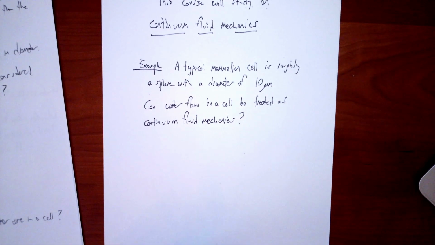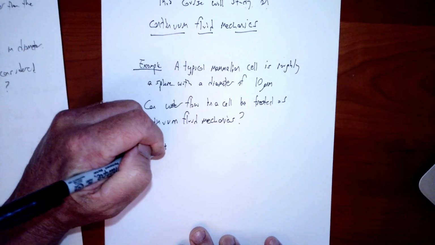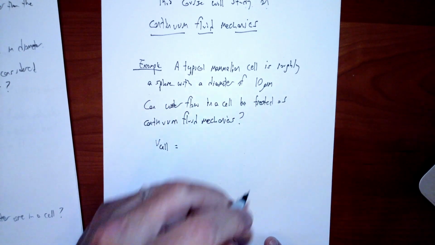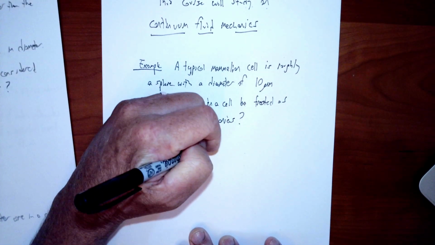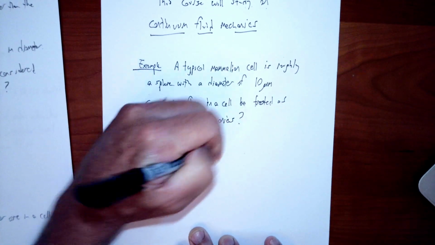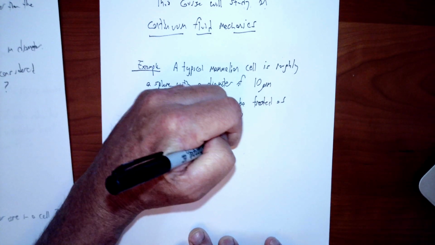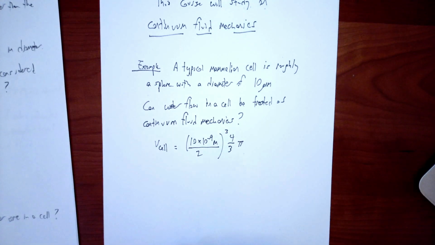That would suggest that the intermolecular distances are going to be comparable in size to the size of that cell. First thing we're going to do is just calculate the volume of the cell. We know that it is roughly a sphere, and we know its diameter is 10 microns. We turn that into a radius by dividing by 2, then cube that and multiply it by 4/3 pi.